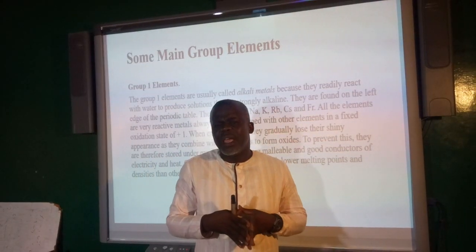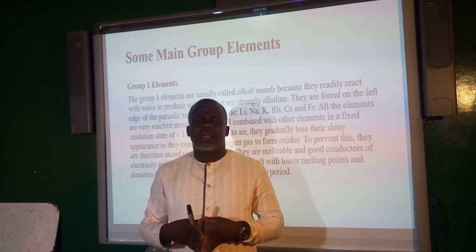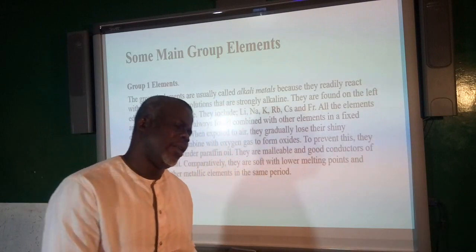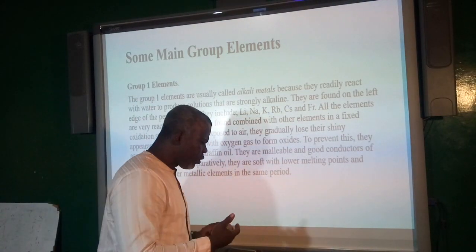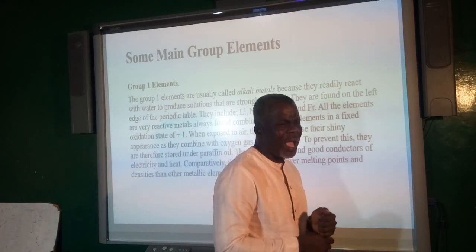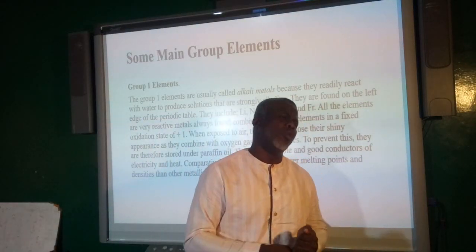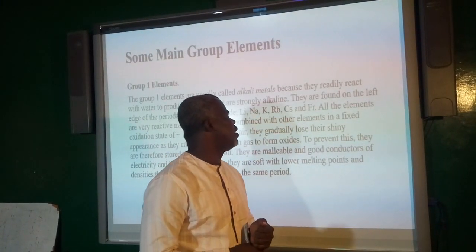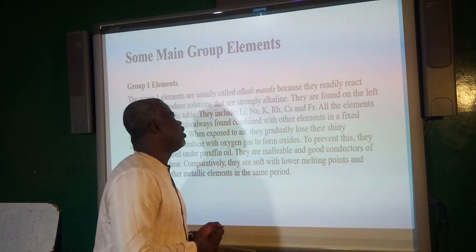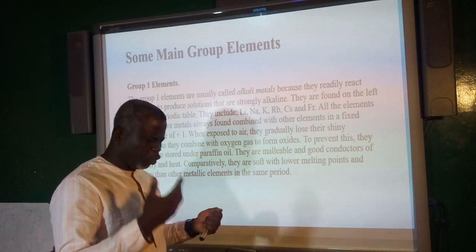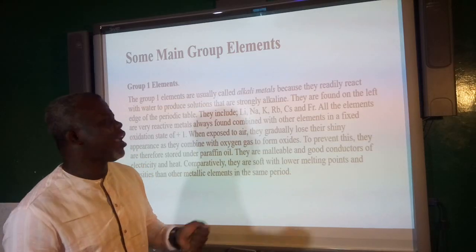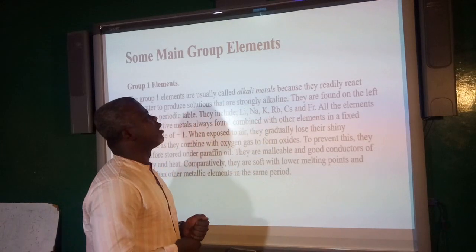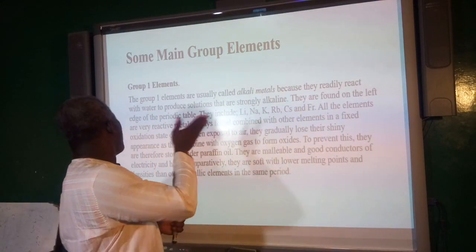Why are they given the term alkali? When they react with water, they produce solutions or substances that are strongly alkaline, or bases that are soluble, and that's why they are given the name. We have given them the name alkali metals because they form strong alkaline solutions or bases that are soluble. They are found on the left edge of the periodic table.